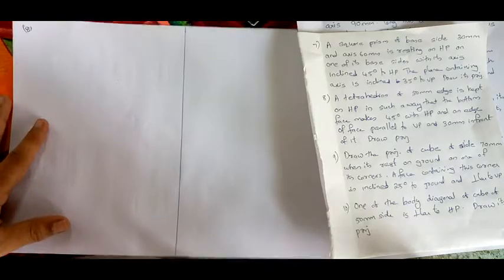So here they have given a tetrahedron, right? A tetrahedron of 50 mm edge is kept on HP such that the bottom face makes 45 degrees with HP, and an edge of the face is parallel to VP and 30 mm in front of it. So they have given a tetrahedron of 50 mm edge kept on HP. That means the top view is a triangle and the inclination we have to give to HP. That is okay. An edge of the face is parallel to VP, so one edge of the face is parallel to VP.